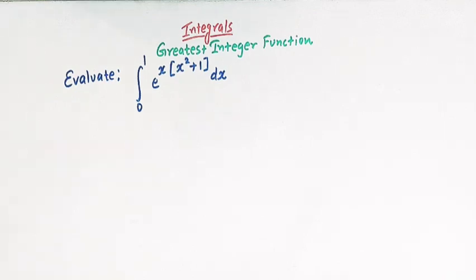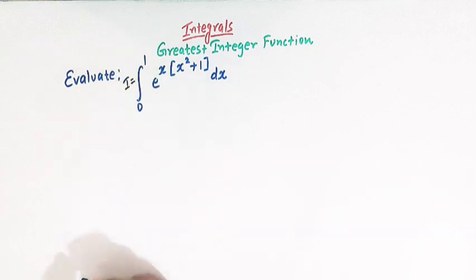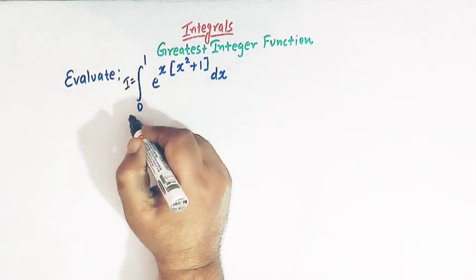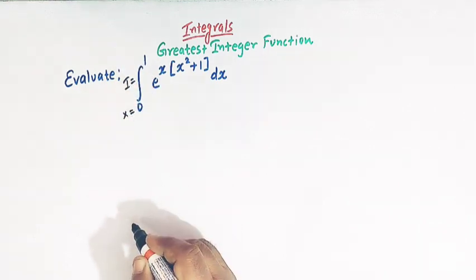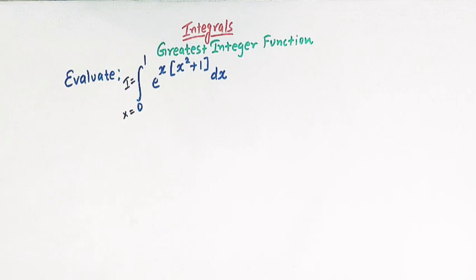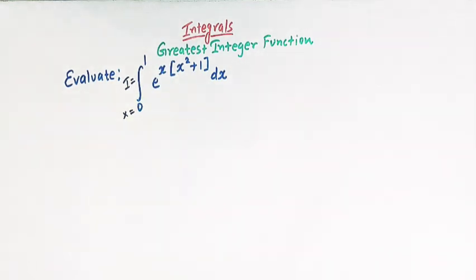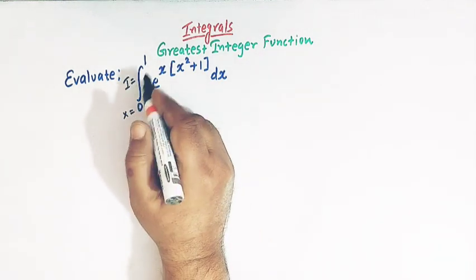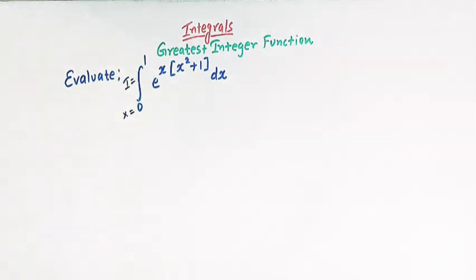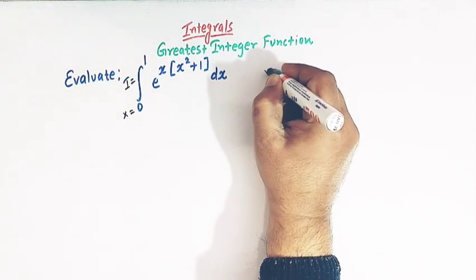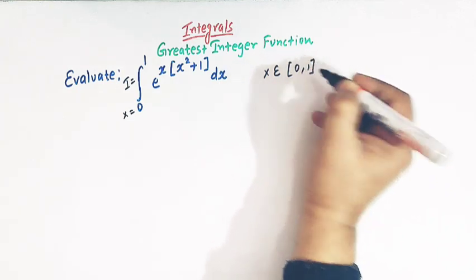So let us start. Let us call this integral I. Now see, here the limits of integration vary from 0 to 1. Whenever we come across a greatest integer function, we always search for integers. So let us first see the limits. The lower limit is 0 and the upper limit is 1, so we can write x belonging to the interval 0 to 1.